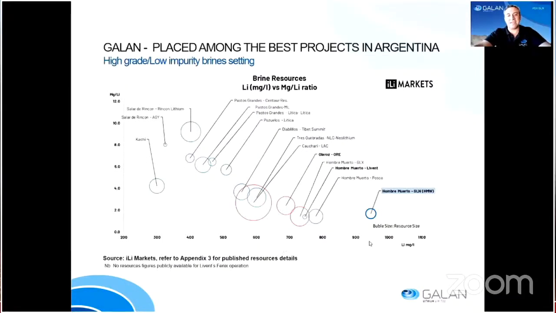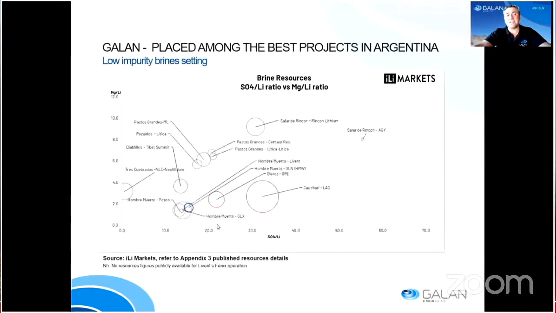So why Hombre Muerto? Hombre Muerto West is showing that it has the highest grade of brine in Argentina with the lowest level of impurities in terms of magnesium to lithium. If I show you the next slide, it combines the two impurities. So you want to be as low as possible, as close to zero as you can. This is part of our presentation. You can have a look at your own leisure, and I'm happy to answer questions down the track.